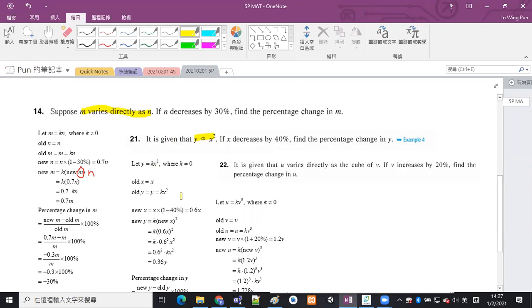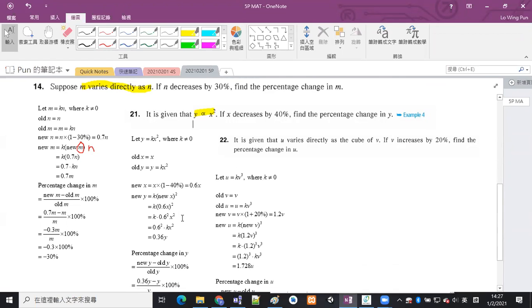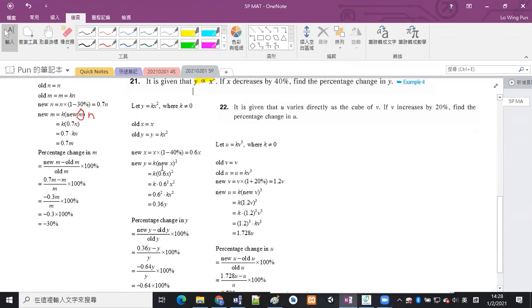The old x is x, and the old y is y, but y is equal to kx squared. The new x, because x started the change first, is equal to x times 1 minus 40%, because it decreases by 40%, and it is equal to 0.6x. And new y is equal to k times new x squared.